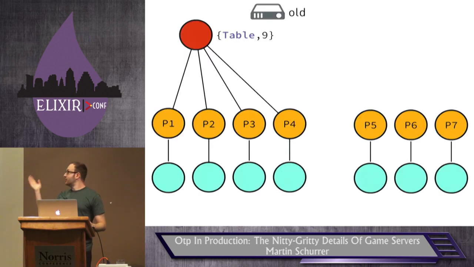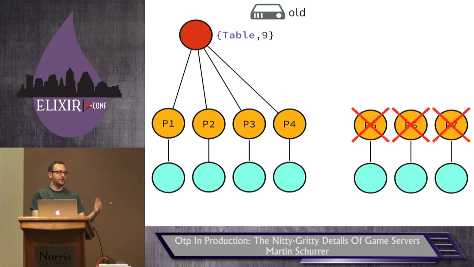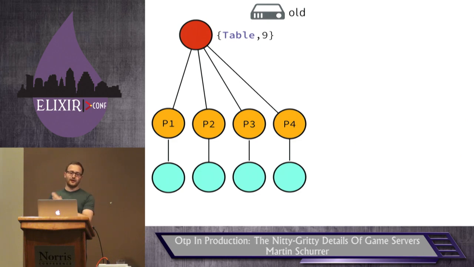So looking at the old server, suppose there are 7 players playing. Players 1 to 4 are playing at table number 9, and players 5 to 7 are just in the lobby. What we can do is just kill players 5 to 7 because they're in the lobby, they don't care. Let's get rid of them. They will reconnect and arrive at the new server. Now, table number 9 is still going.